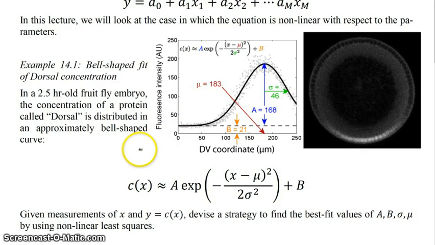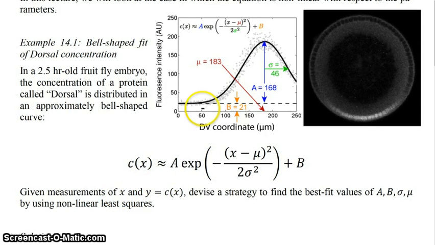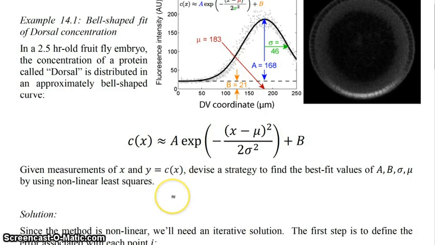Now the details aren't important for you, but the point is that this equation is nonlinear with respect to the four parameters. And what we're trying to do is we have this experimental data, and we want to fit this bell-shaped curve, find the best fit bell-shaped curve so that we can find out what these parameters are for each embryo. Right? So given these measurements x and y, in other words these dots here, these gray dots, we want to find c of x here. So how do we do that?